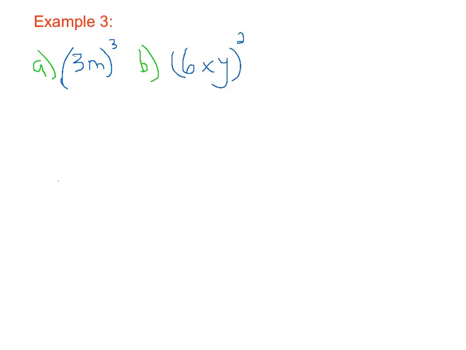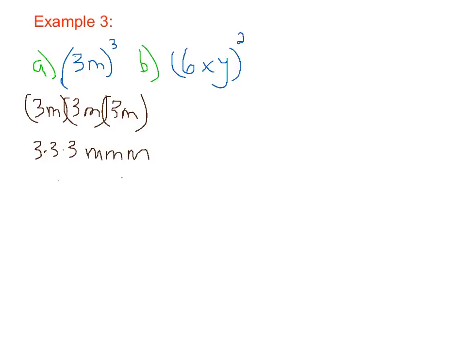Alright, so here we have 3m inside the parentheses for this part A, but raised to the 3rd power. So that means that we've got 3m times 3m times 3m. Well, we can put all the numbers together and all the variables together, so it's like saying 3 times 3 times 3, and then m times m times m. When you put these together, you get 3 times 3 is 9, times 3 is 27, and then m to the 3rd.